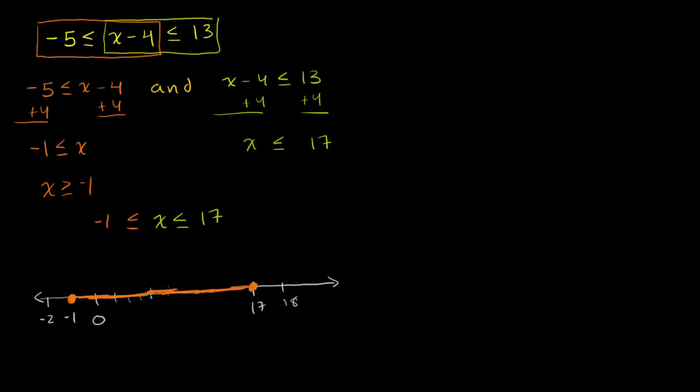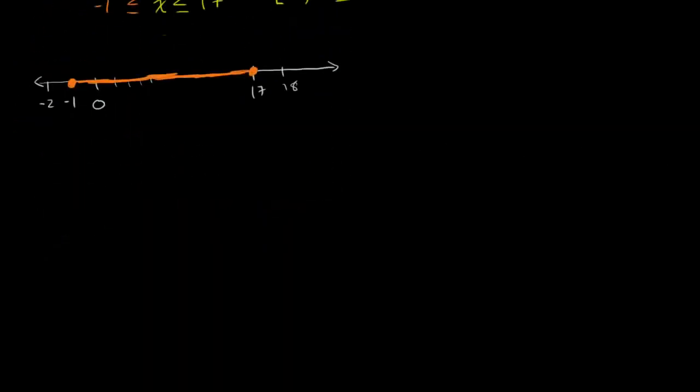So this right here is the solution set, everything that I've shaded in orange. And if we wanted to write it in interval notation, it would be x is between -1 and 17. And it can also equal -1, so we put a bracket. And it can also equal 17. So this is the interval notation for this compound inequality right there. Let's do another one. Let me get a good problem here.